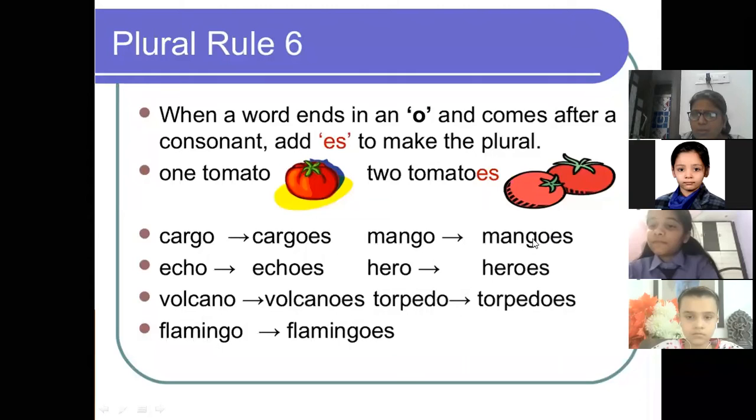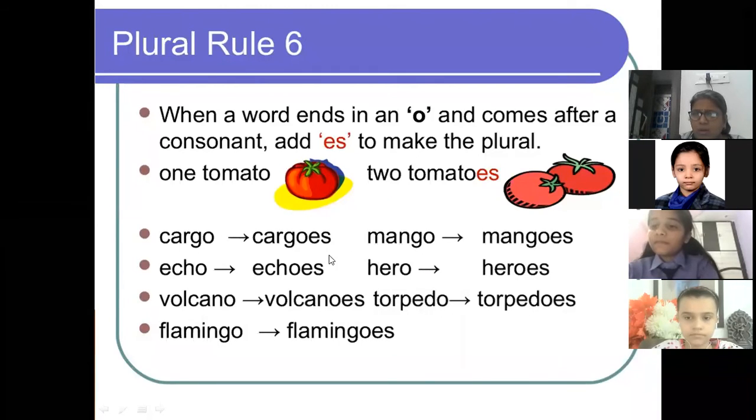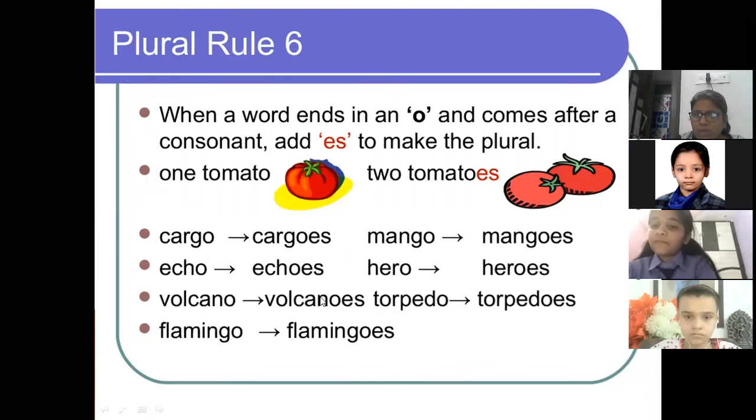Like mango becomes mangoes, hero becomes heroes, cargo, cargoes, echo, echoes. And so many examples are there. You can see here. Again, I'm saying when the word is ending in an O and comes after a consonant. So this is your consonant and this is your vowel, but only O. Then you are simply adding ES.